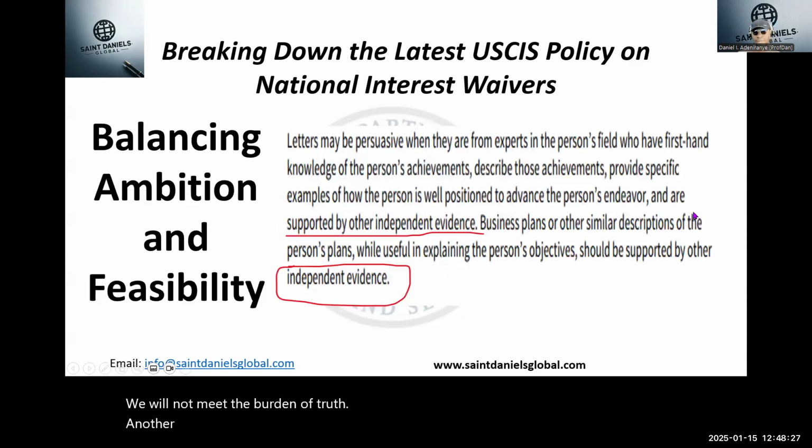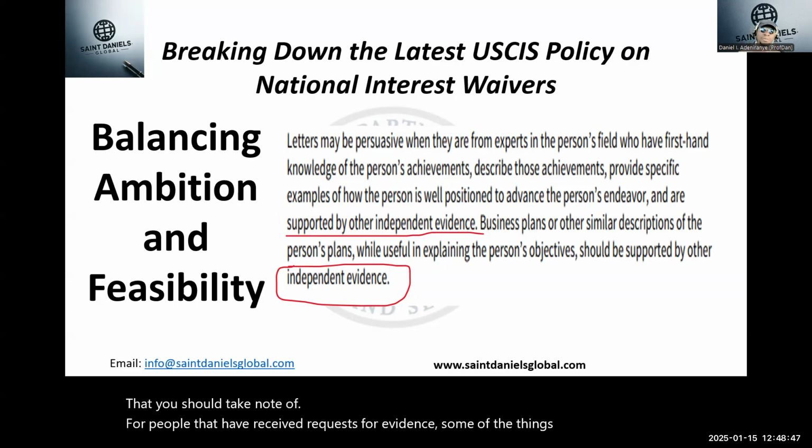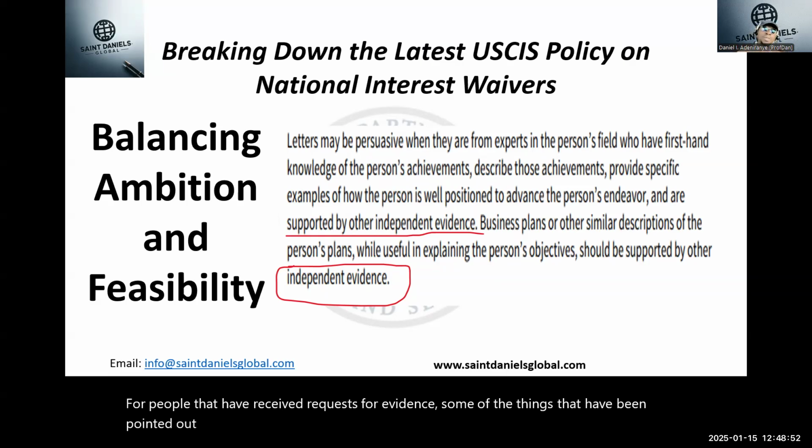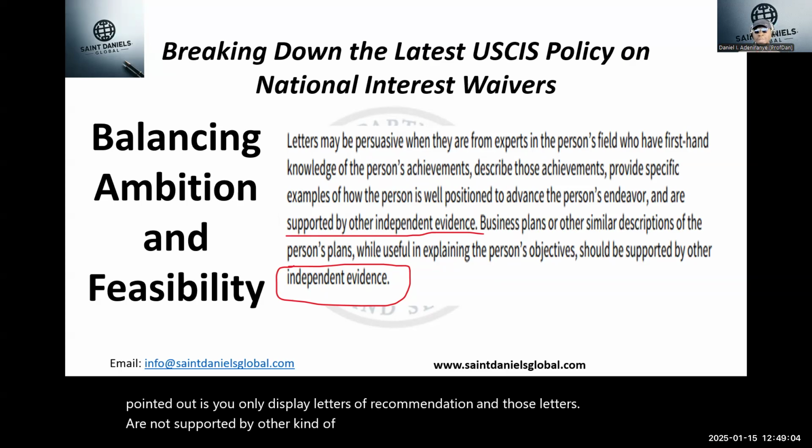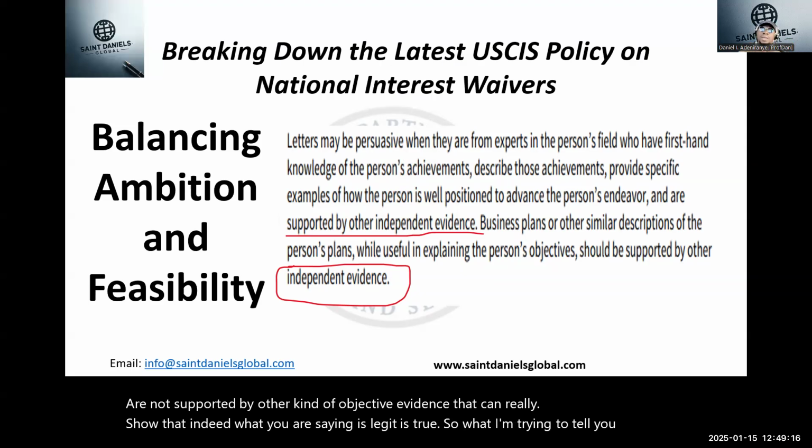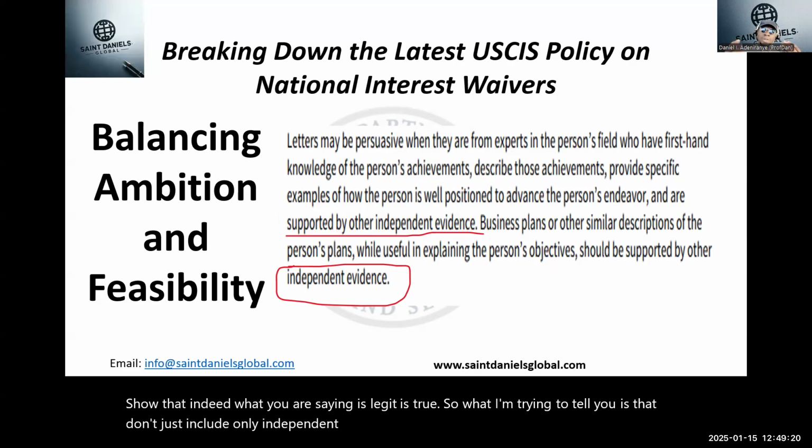Another important thing, please pause again and look at an extract from the policy manual. Read through it. This is what I want you to take note of. For people that have received requests for evidence, one of the things that has been pointed out is that you only display letters of recommendation, and those letters are not supported by other kinds of objective evidence that can really show that what you are saying is legitimate, is true. So what I'm trying to tell you is, don't include only independent letters, but show other kinds of exhibits, objective evidence, in your petition.